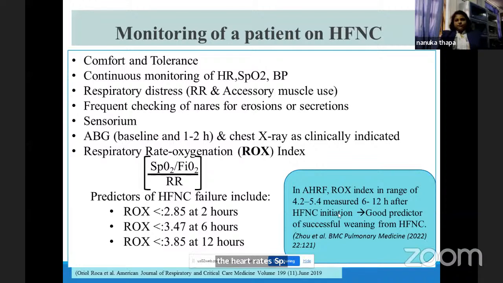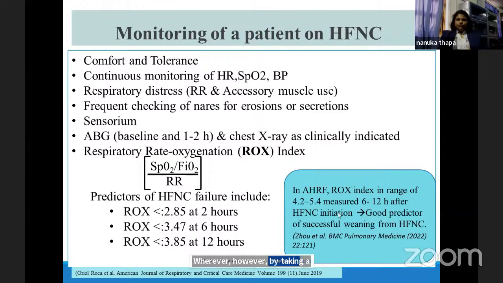Frequent checking of the nares for any erosion or secretions leading to blockage, the sensorium of the patient, and ABG at baseline and after every 1 to 2 hours, and chest X-ray wherever clinically indicated. However, taking ABG is an invasive method.